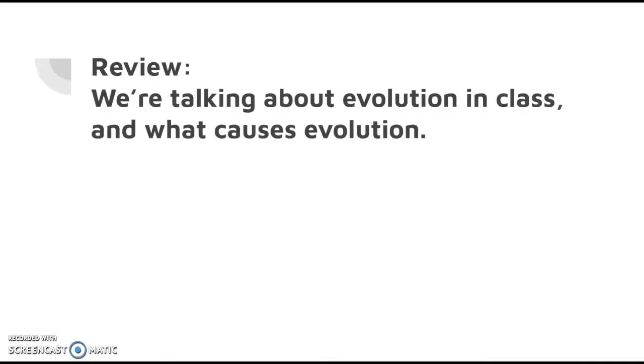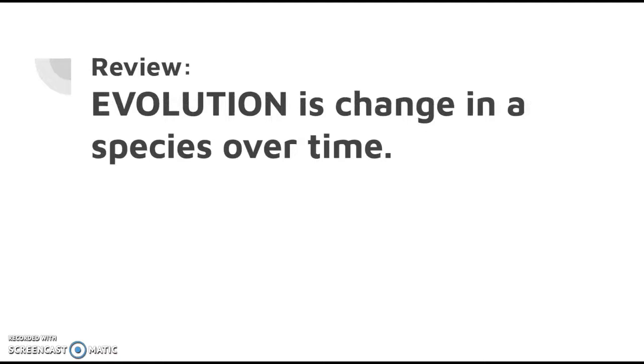So to review what we've been talking about in class, we're talking about evolution and what causes evolution. Now, evolution is change in a species over time. This could be change in an animal species, change in humans, change in plants, but that's what it means. It's change over time, and it has to be a very long time.